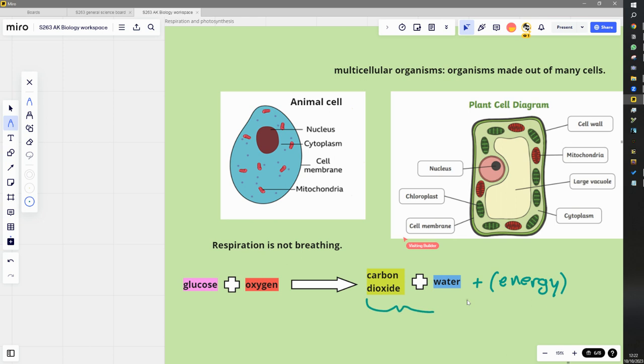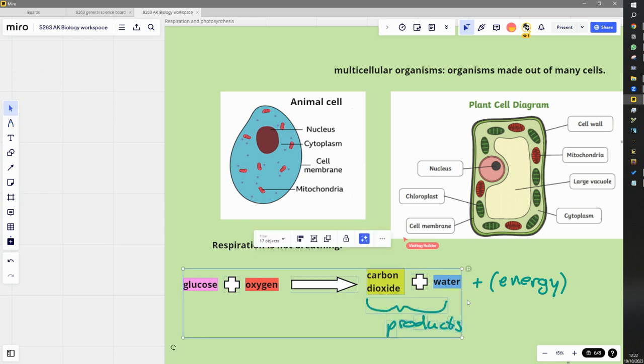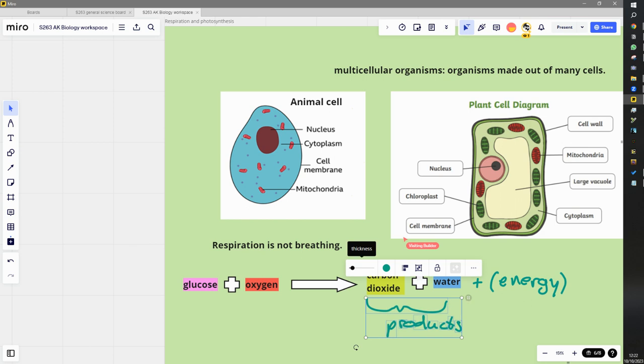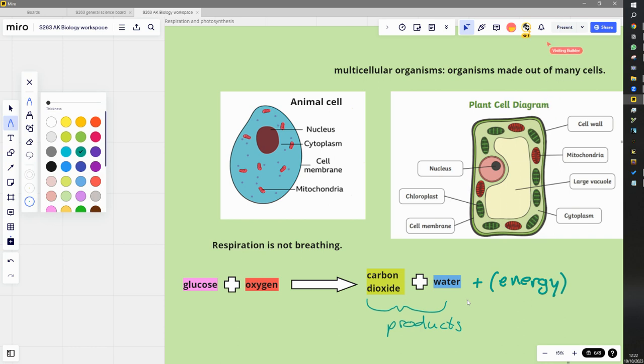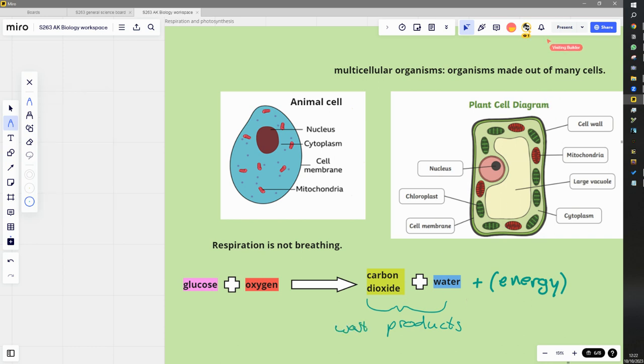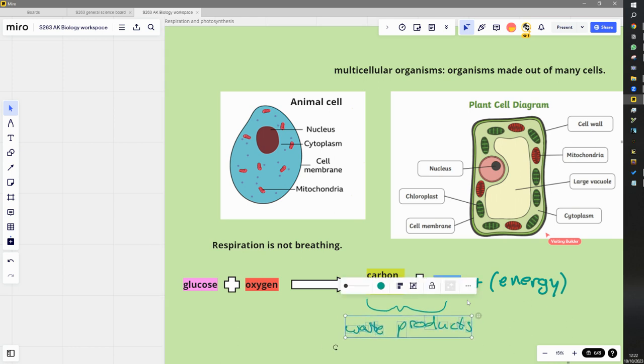And so actually, on all chemical reactions, we'd call them products. But strangely enough, in this chemical reaction, we call them waste products because they're not the purpose of the reaction. So let me just make my pen a little bit thinner. So waste products. It's not normal to have a reaction where all of the products are waste products. But in this case, they are labelled in that way because we need to get rid of them.